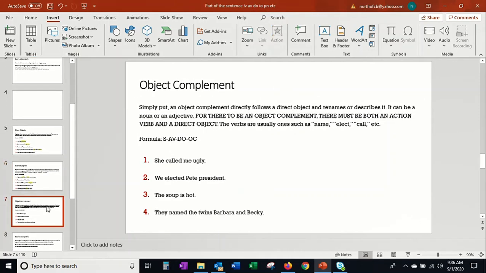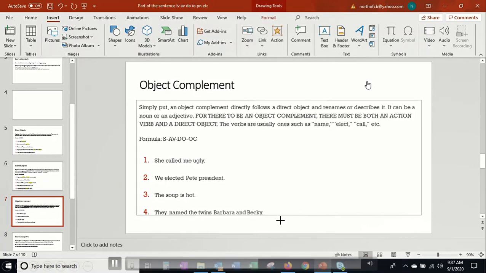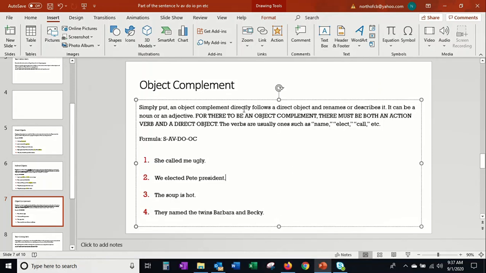Okay, and one more we're going to look at with an action verb, and that is an object complement. An object complement is a little bit different. It is going to follow the direct object, and it is going to rename or describe it, okay? Do notice it is the only one that's a little different in that it can be a noun or an adjective, okay? Here's the formula: subject, action verb, direct object, object complement. So the arrow goes forward from action verb to direct object, but then the arrow will also come backwards from object complement to direct object.